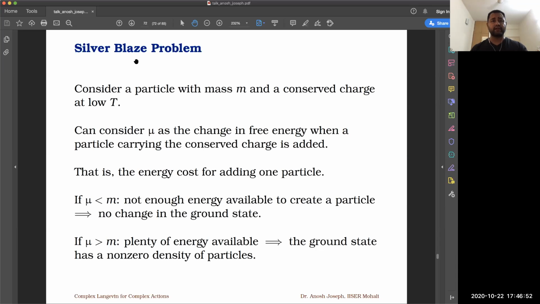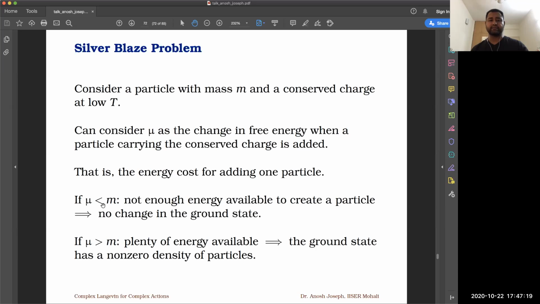Now there is something called the Silver Blaze problem. We encountered this in models with complex actions. So let's consider a particle with mass m and a conserved charge at a low temperature. We can consider the chemical potential as the change in free energy when a particle carrying the conserved charge is added to the system. So that is the energy cost of adding one particle, the change in free energy.